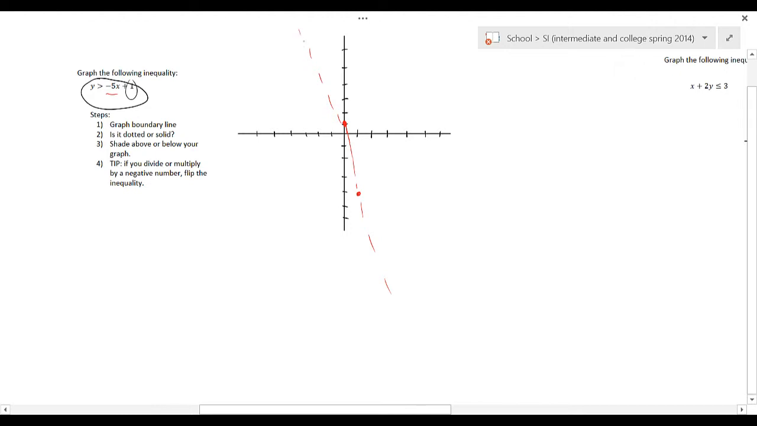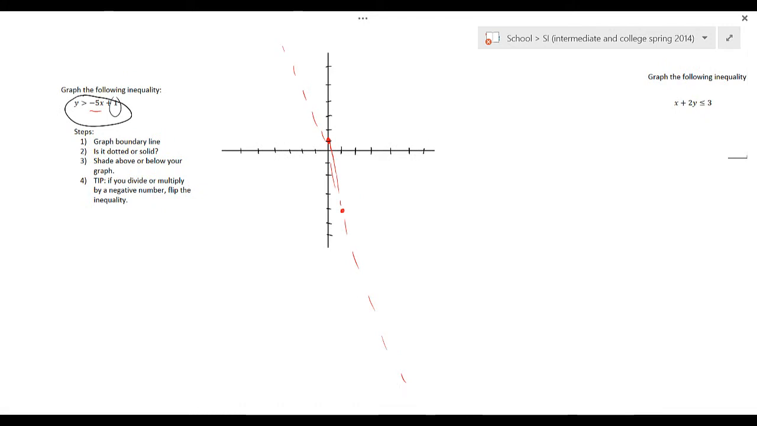Okay, that's a really poorly drawn line, but this is an art class, thankfully. Now what we have to do is decide: do I shade above, or do I shade below my graph? Well, thankfully it's pretty simple to decide. Whenever it's y is greater than, you shade above. If it's y is less than, you shade below.